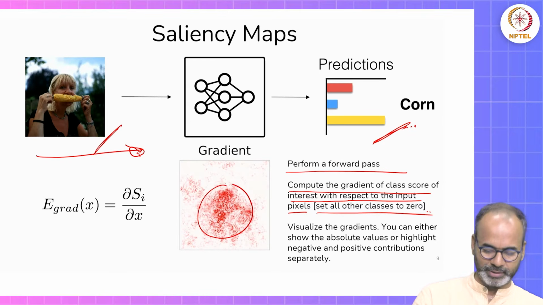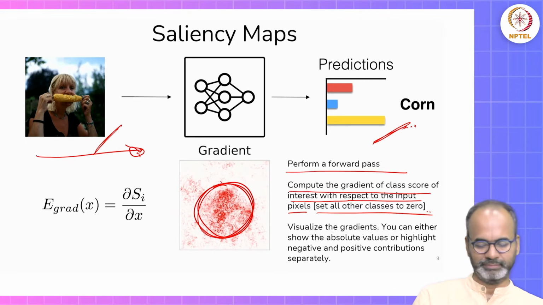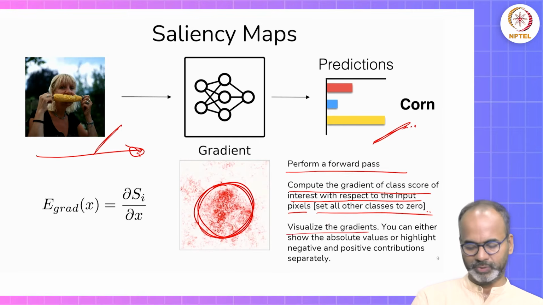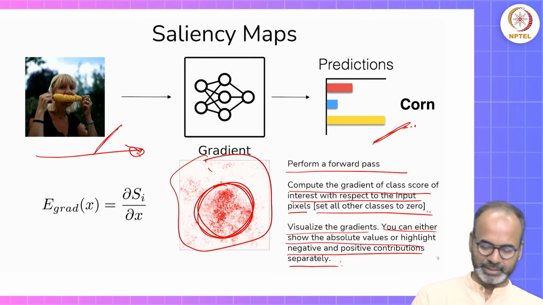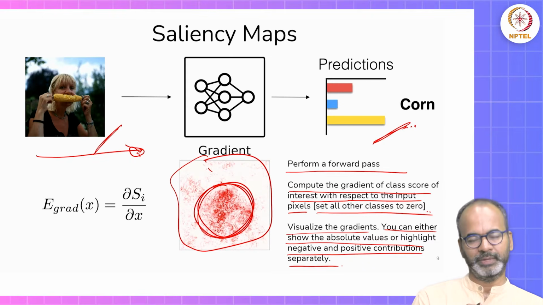And if you see, that's what broadly it is capturing here. The class could also be a face, the class could also be a human being, the class could be a human being with a cone. Visualize the gradients. So here is what the gradients is that is being visualized. You can either show the absolute value or the highest negative or positive contribution separately. So here it is showing you different parts of the image in the gradient, how it is contributing to deciding whether there's a face here, whether there's a cone here.